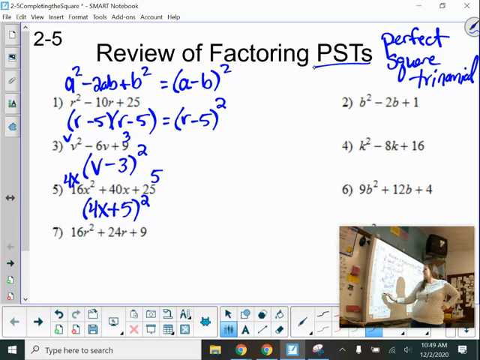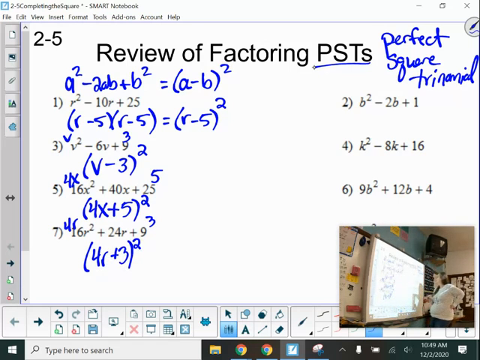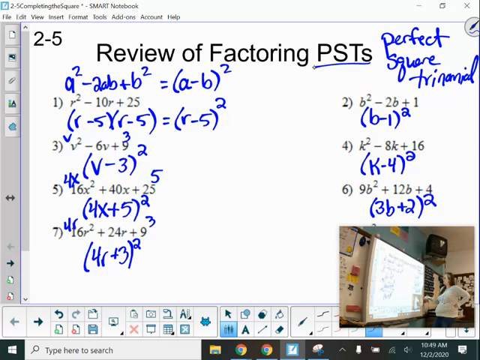So number 7, again, this is a 4r, this is a 3. So this is going to be 4r plus 3, quantity squared. Over here in the other column, we have some other basic ones. This one would be b minus 1 squared. This one is going to be k minus 4 squared. This one, 3b plus 2 squared. And then there's another one down there below my little video thing, but that's not going to affect our understanding.